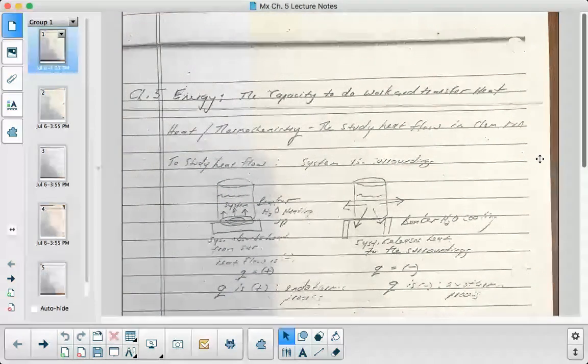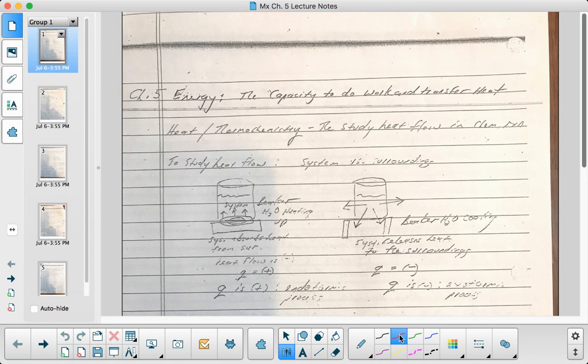So the first thing is, what is energy? Energy is the capacity to do work and transfer heat. And when we're talking about heat in chemistry, we refer to it as thermochemistry. And thermochemistry is the study of heat flow in a chemical reaction.